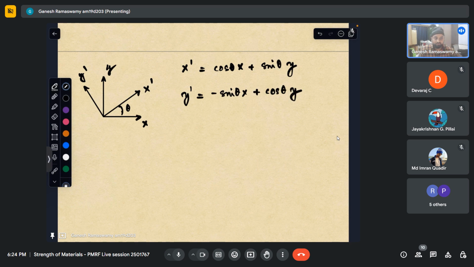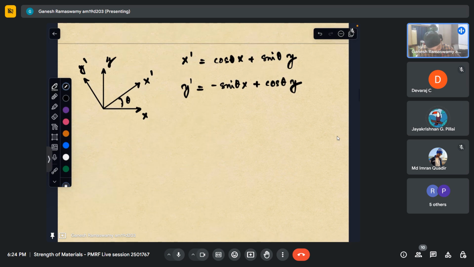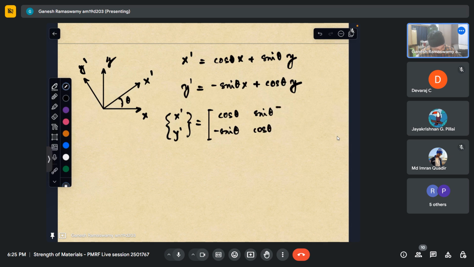This is simple vector transformation. Now what I'll do, I'll just bundle this up. I will write it like this: x prime, y prime, I can write it as cos theta... I'm just collating the coefficients in a matrix form. There is a reason why I'm doing this, which I will explain. So this is the matrix into x, y. Now you can simply multiply this and see that you will get the same answers as we got before.